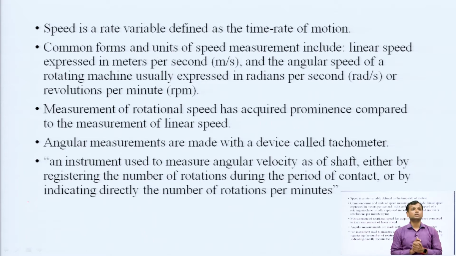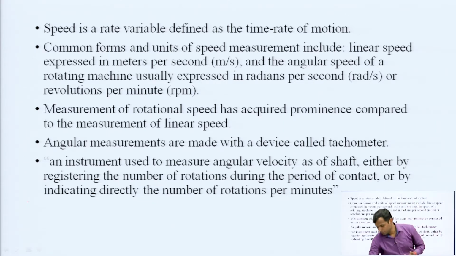Firstly, we use this to measure the speed or the displacement, because the speed is directly proportional to the displacement. Speed is a rate variable defined as the time rate of motion. The common forms and units of speed measurement: linear speed is expressed in terms of meters per second, m/s. And the angular speed of a rotating machine is usually expressed in terms of radians per second.